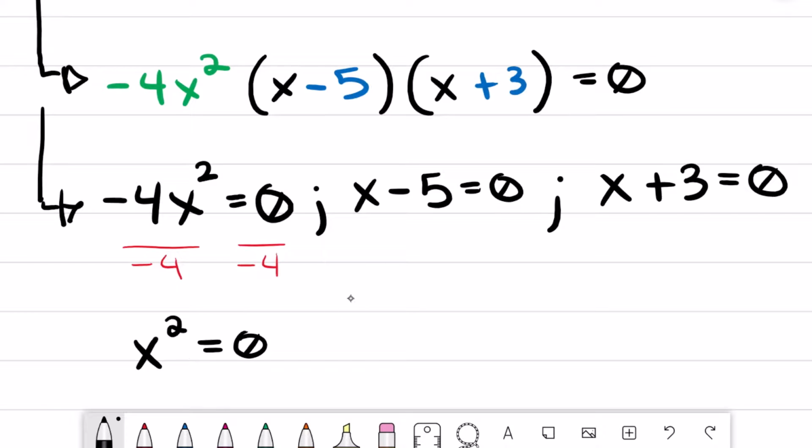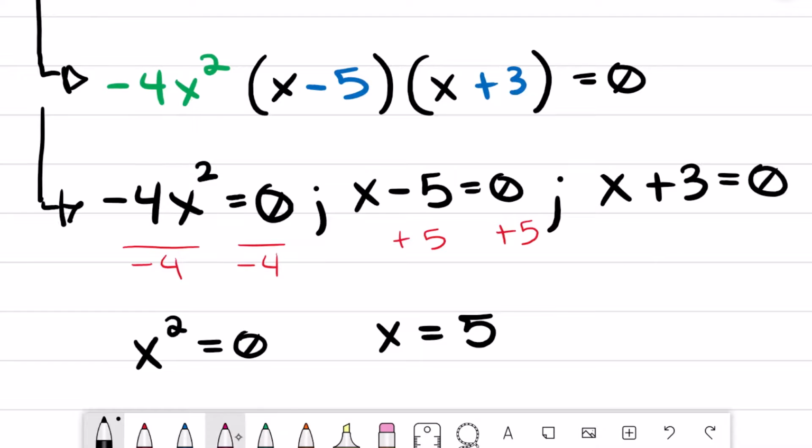I'm going to also isolate the variable on my second part here. So -5, the inverse of -5 is +5. So I'm going to add 5 to both sides. That's going to leave me with x is equal to 5. So I got one solution.